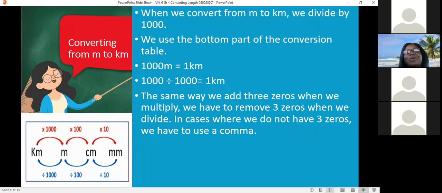Okay, so now when we're converting from meters to kilometers, as Gabrielle has told us, we divide by 1,000. And so we also use the bottom part of the conversion table. So this is the bottom part of the conversion table. The same way that we add 3 zeros, Gabrielle has told us that when we divide, we actually have to remove 3 zeros. And then Gabrielle told us that if there are no 3 zeros, we must use a comma, and then we have to move the comma forward 3 times.